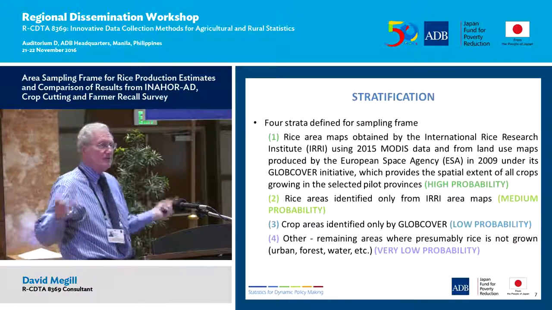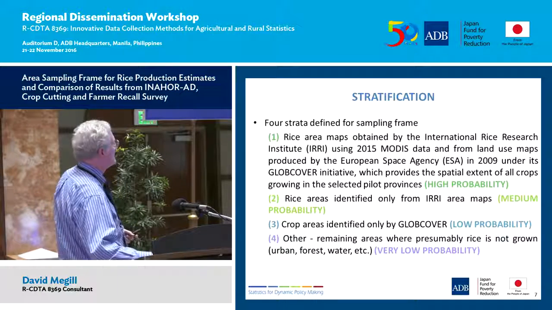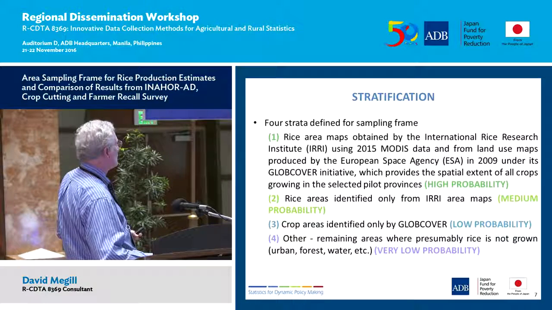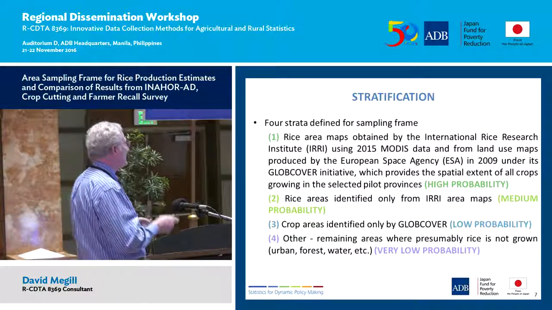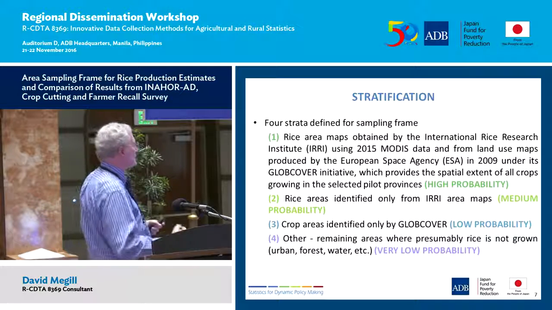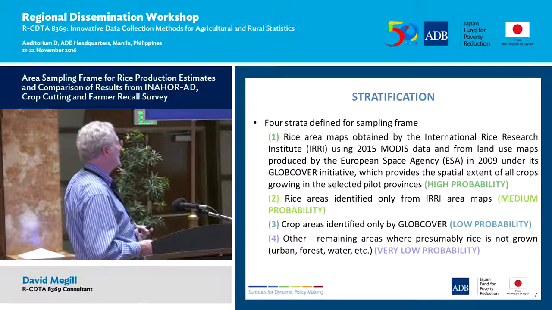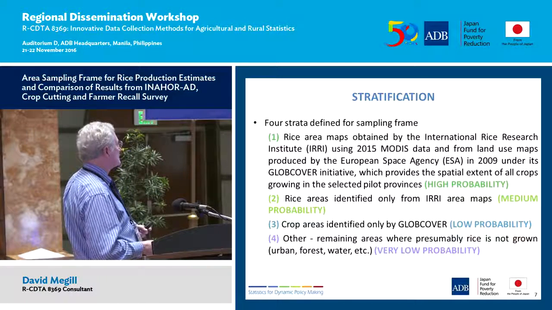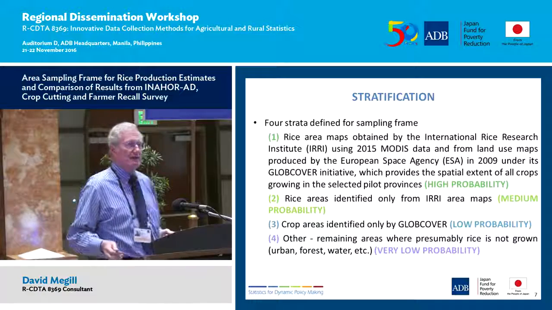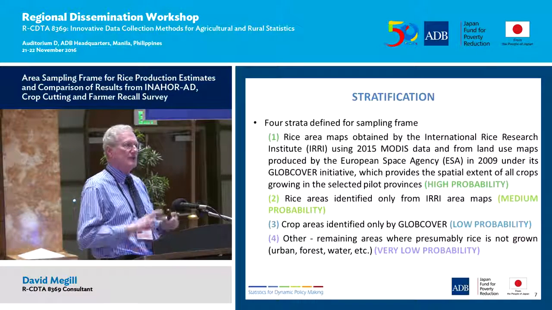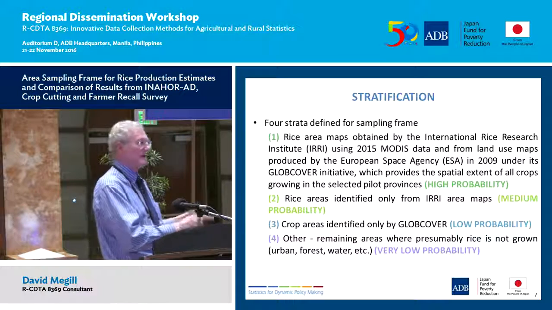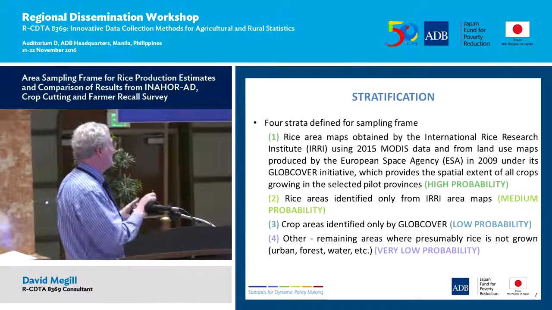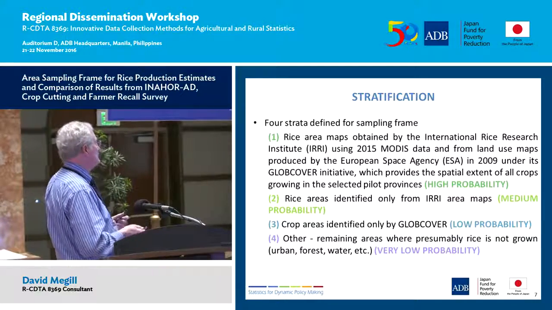Now, stratification, of course, is a very important aspect of sampling to make the sample design more efficient. And so this is the key in coming up with an effective sampling strategy for the rice crop cutting survey. And so we have 4 different strata that were used to identify, based on the satellite imagery and the INAHOR and ResTech methodologies you saw this morning.